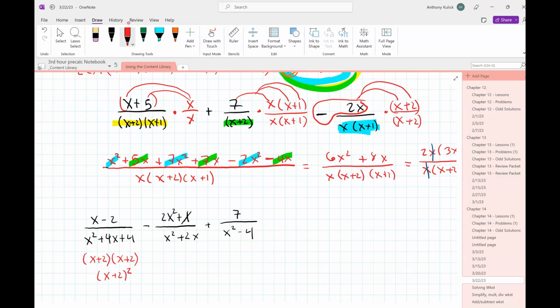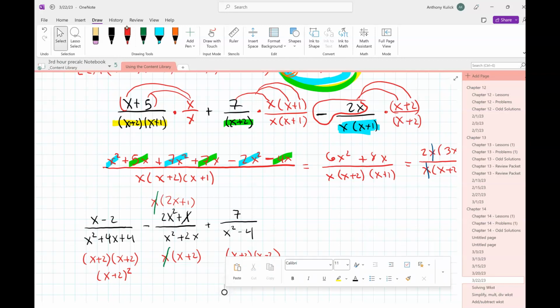But for us, it's going to be really important that we write that as x plus 2 squared. And then x squared plus 2x factors to x times x plus 2. And I notice the numerator here could also factor, and I can reduce there, so let's go ahead and do that. Okay.